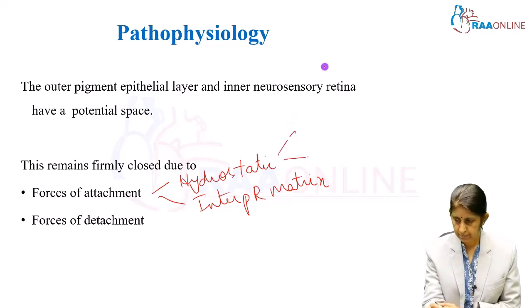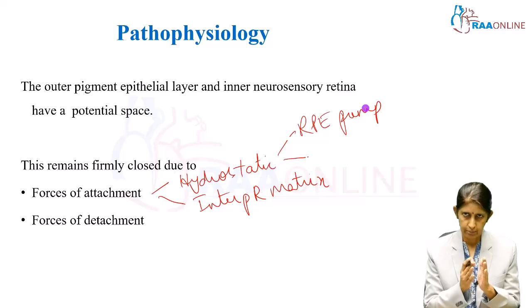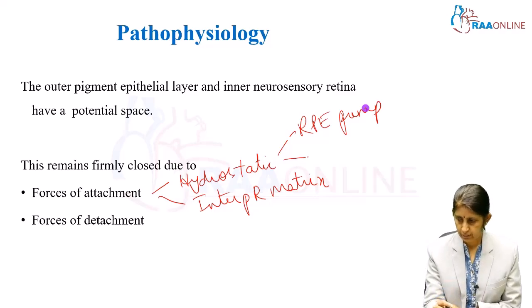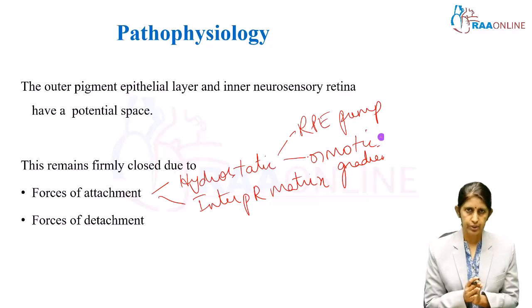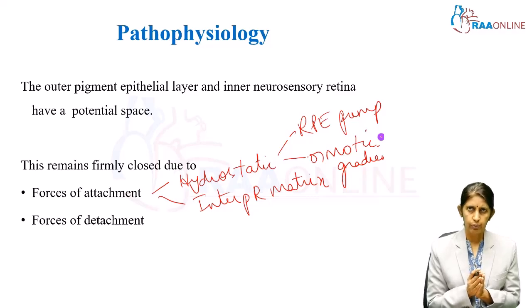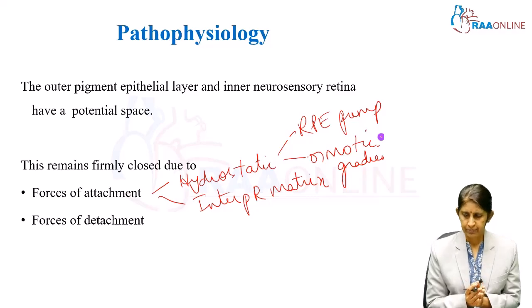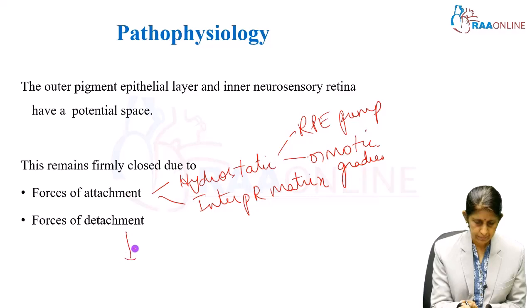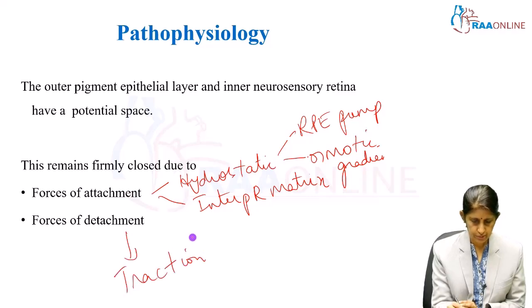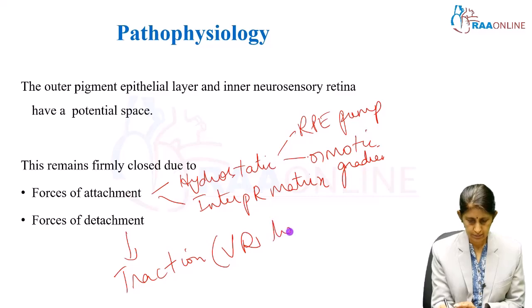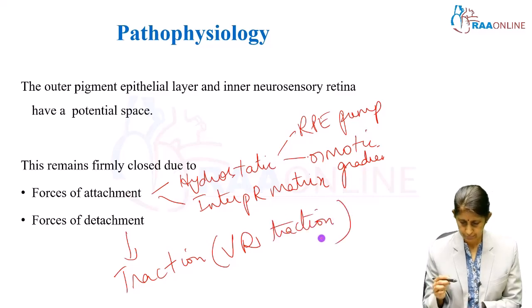One is that there is a very good RPE pump mechanism which is keeping it opposed, and the second is that these patients can have an osmotic gradient. This osmotic gradient regulates fluid and hence it keeps it opposed. So, these factors aid in keeping the retinal layers opposed without allowing fluid to accumulate in the potential space which is called the subretinal space. Now, forces of detachment: the most important force can be traction, that is vitreoretinal traction. This is one of the most important forces of detachment.